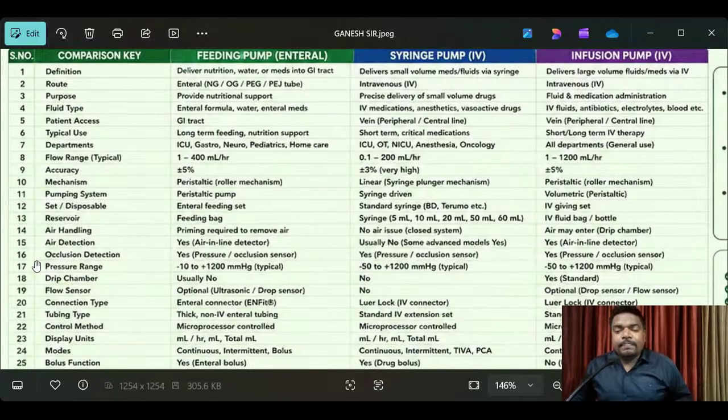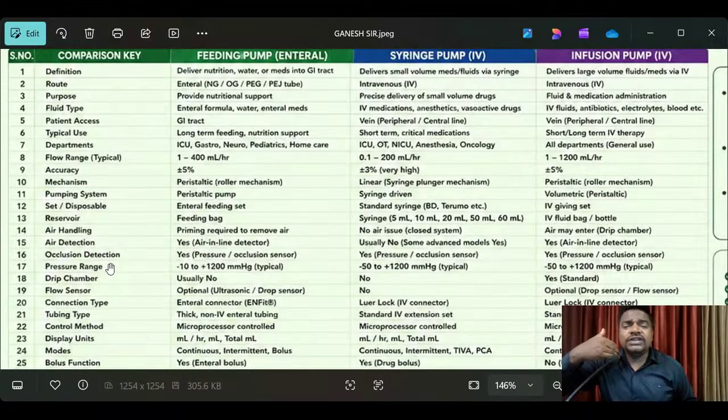Now come to the 16th point, comparison key: occlusion detection. See, occlusion detection, this is the underlined one, because nearly 100 out of 100 percent of the complaints we got are about it. Yes, I am from the ICU, a biomedical engineer. Occlusion errors come up so many times. Where occlusion comes from, I will show you right now.